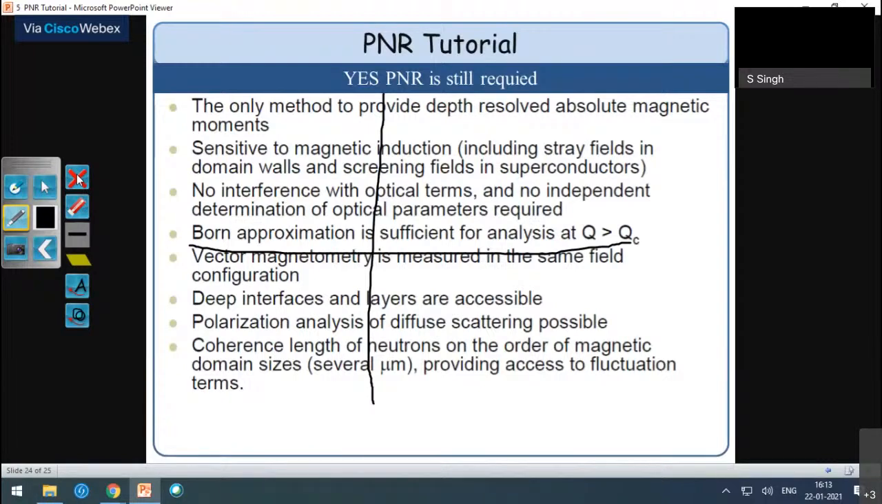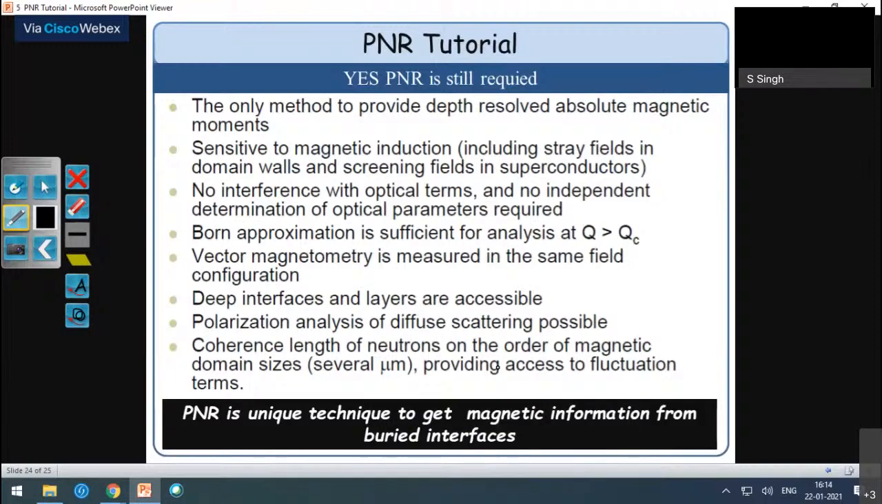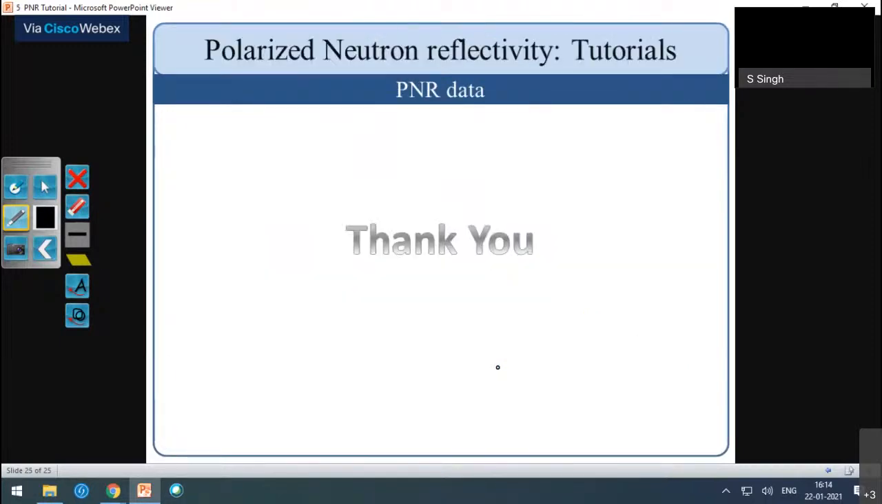And if you do X-ray, yes, you will have some additional information because it gives element specificity. But that information is not reliable, because it is just a surface-sensitive technique. And with this, I would say thank you for your kind attention.